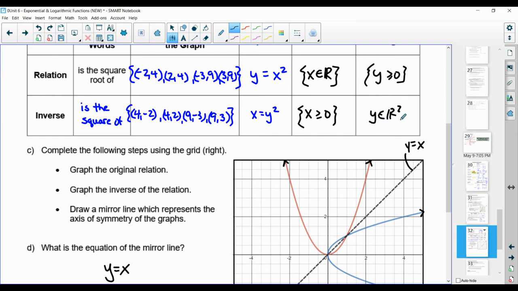So notice that the values of my domain and range are literally just swapping spots. So x is an element of reals becomes y is an element of reals. Y is greater than or equal to 0 becomes x is greater than or equal to 0.